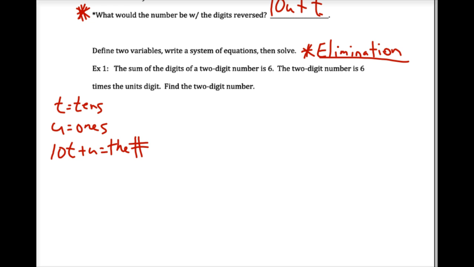We don't have a variable. 10t plus u. It's right there. Guys, what's the number? 10t plus u. We've defined those things. Let's try to write the equations now. Everybody read the first sentence slowly and carefully. Try to write the first equation.